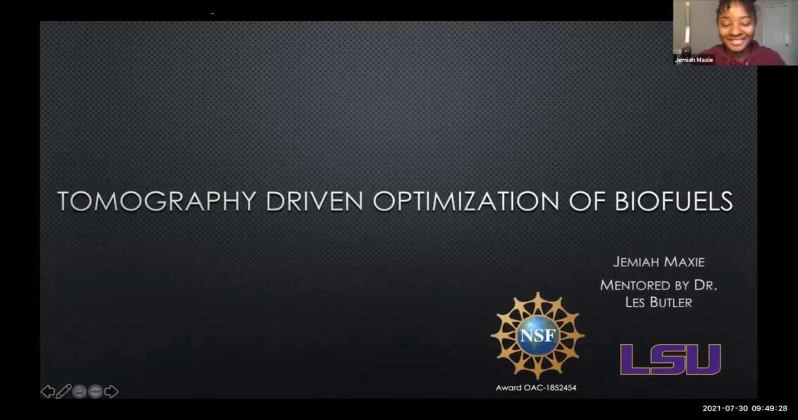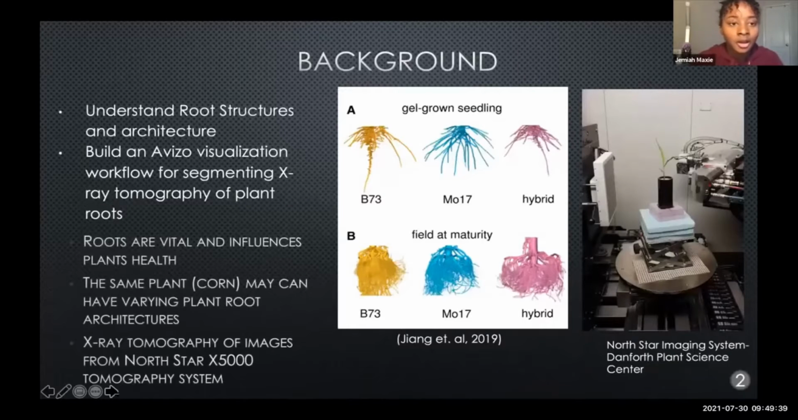So my project was tomography-driven optimization of biofuels, where I focused on using corn roots to learn more about plant root architecture and the root structures. Right here in this image, you can see corn with 3 different genotypes: B73, MO17, and hybrid. It was grown both in gel in a lab and in the field.